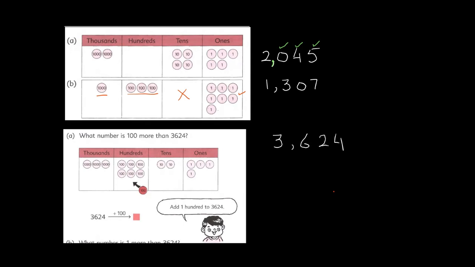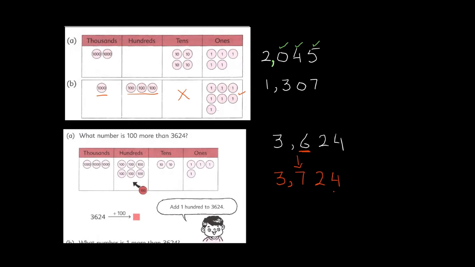So remember which is the hundreds place. So this is the hundreds place. So you're going to add 100. You have 6 hundreds. So the 600s will go to 700s. So if you add 100, this will become 3724.